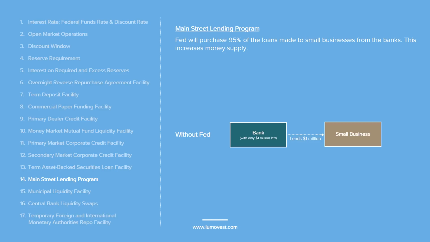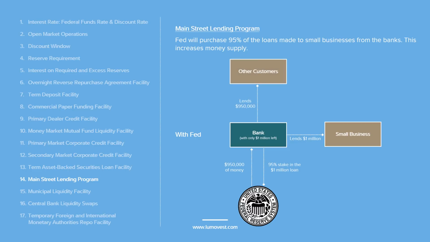Without the Main Street Lending Program, that $1 million is all the money Bank of America will be able to lend. However, with this program, the Federal Reserve will pay Bank of America $950,000 in cash to take over 95% of the loan. This way, Bank of America gets an extra $950,000 of cash that it can lend to other customers. When the small business repays the debt, 95% of the debt proceeds will go to the Fed and 5% to Bank of America.